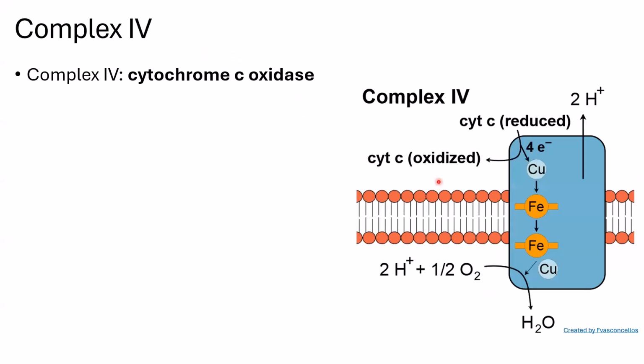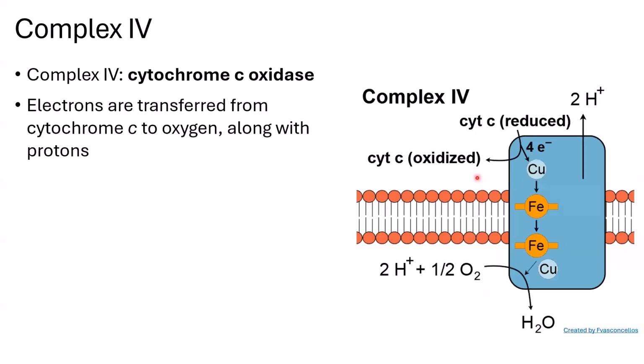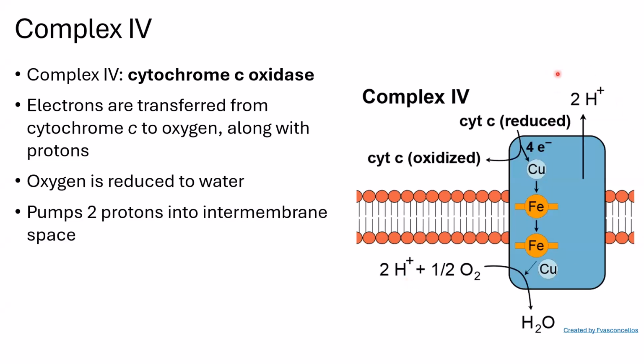Complex 4 is called cytochrome C oxidase because it oxidizes cytochrome C. The electrons are now transferred to oxygen, the final electron acceptor in the electron transport chain. This produces water and also takes up 2 protons for the water. This further reduces the number of protons and also contributes to the proton gradient. Complex 4 also pumps 2 more protons into the intermembrane space.